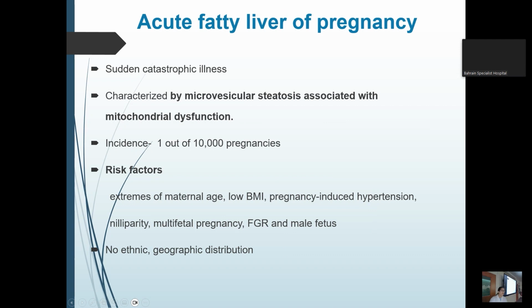The next condition is acute fatty liver of pregnancy. It is a sudden catastrophic illness characterized by microvesicular steatosis associated with mitochondrial dysfunction. Incidence is 1 out of 10,000 pregnancies, so it is a very rare condition.